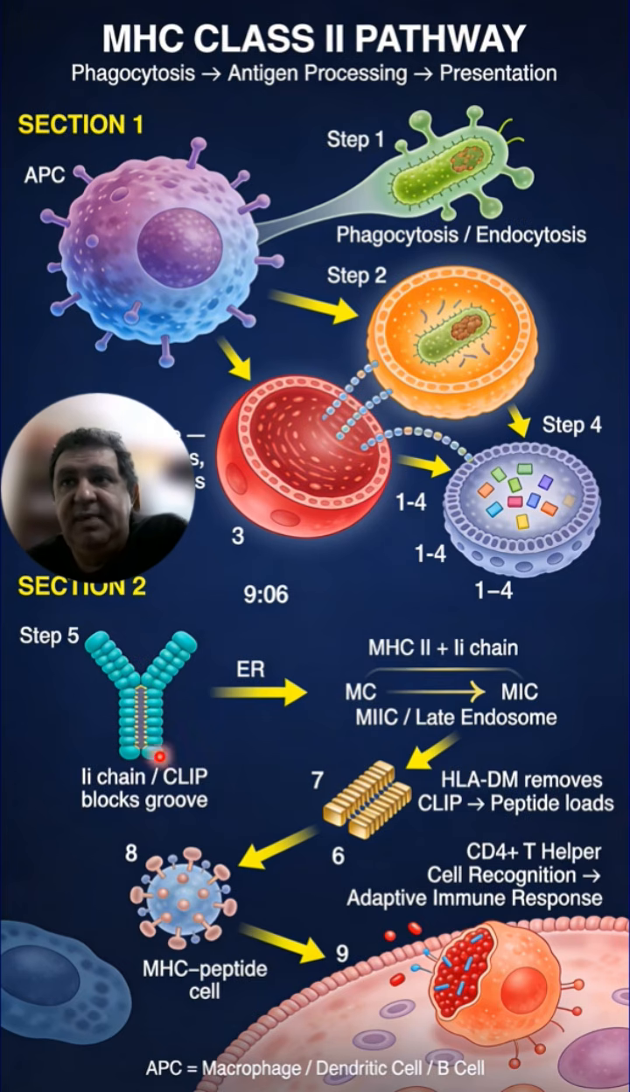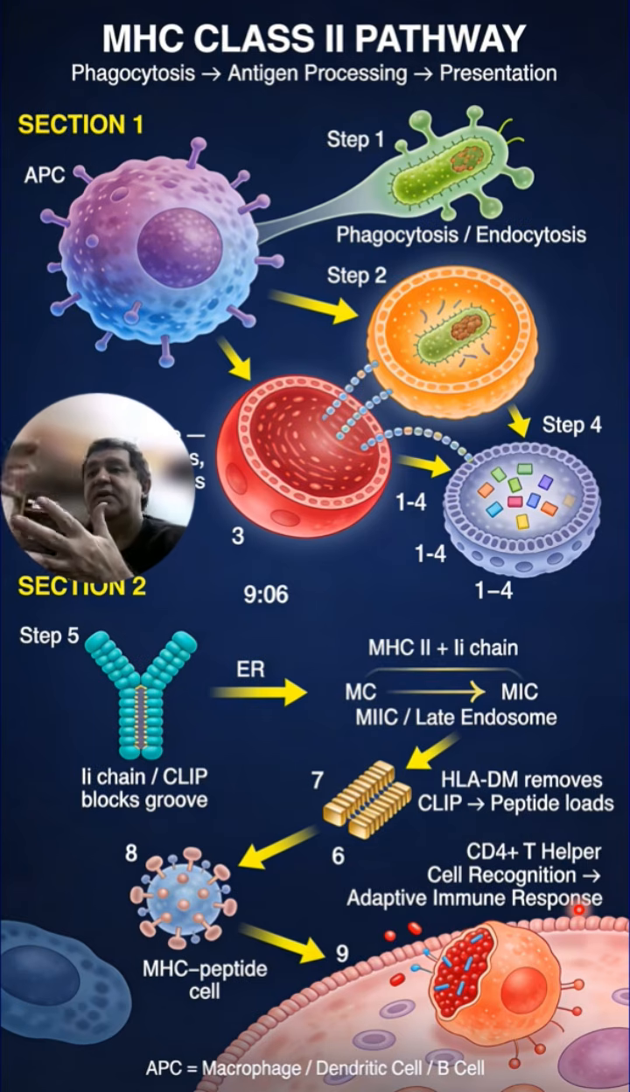To put a peptide here, we need an enzyme, HLA-DM, that will exchange the CLIP that is plugged in the groove for one of these peptides. And now the MHC Class II is assembled and ready to be presented on the surface of the antigen presenting cell, and this is where it's going to meet the T helper cell, or CD4 positive cell.